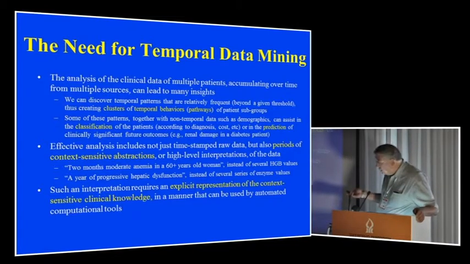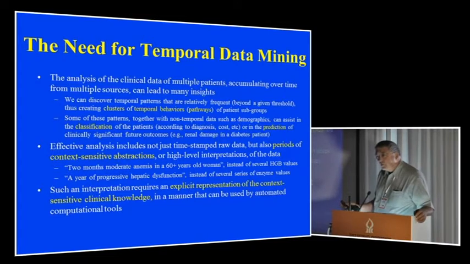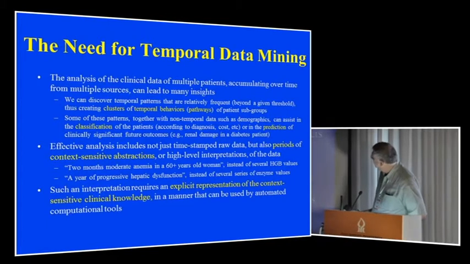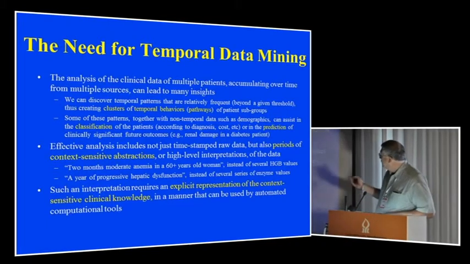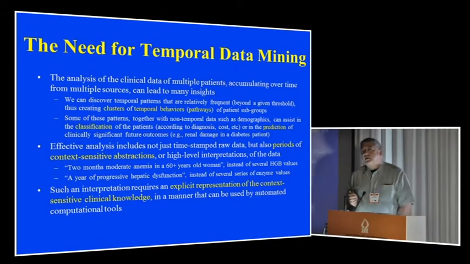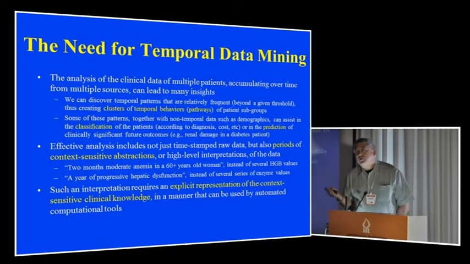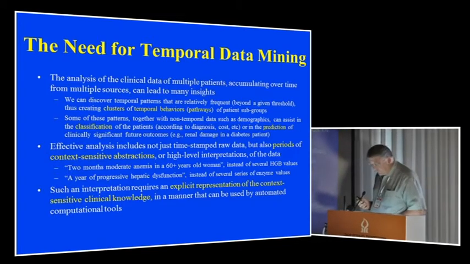So we would like to look not just at raw data, but at interpretations of the data, abstractions. Not just a hemoglobin of 9.7 gram per deciliter, but a period of moderate anemia, which might be much more interesting. But that means that we need to have an explicit representation of context-sensitive clinical knowledge, because again, we really need to know what moderate anemia means in different contexts.